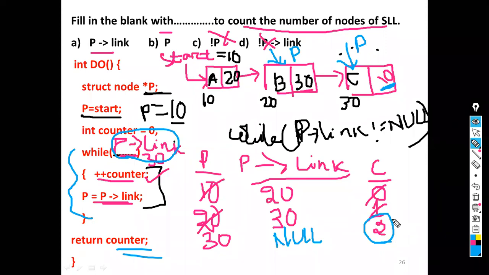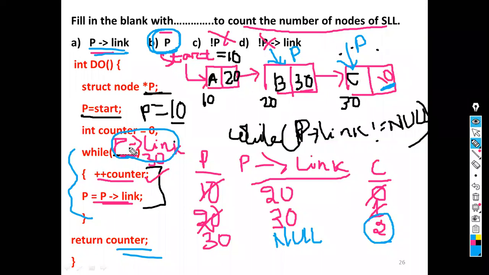Okay, then which one is the right answer? P. Okay, so the right answer is P. The option is P, not P of link. While P means you have to update that link part, update that pointer until P equal to null.